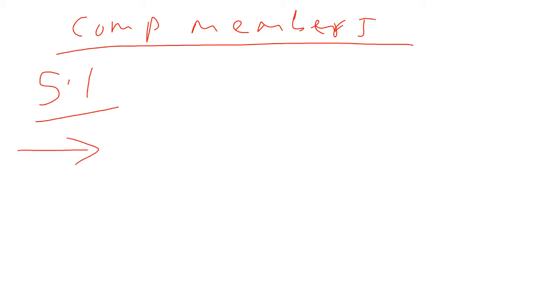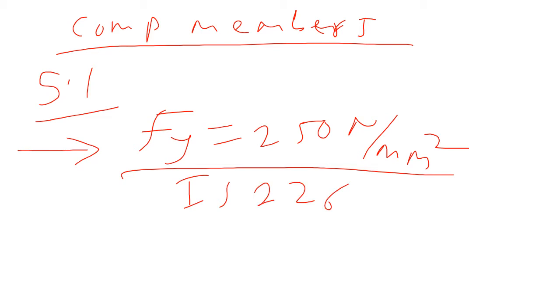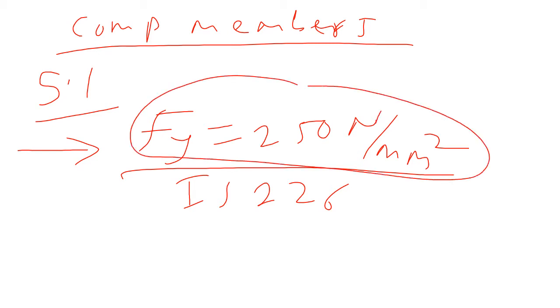So let's start. First of all, we have to find out the yield strength of the steel, that is Fy. This will be equal to 250 Newton per millimeter square, and this is for the steel that conforms to IS 226. It is given in the problem. If the value is not given, generally in the exam it will be given, so you don't have to worry about this part. So Fy, our yield strength of the steel, is 250 Newton per millimeter square.